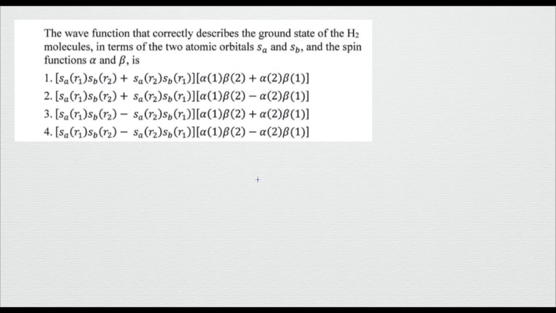Since it is given that SA and SB belong to the two atomic orbitals, these will be the two atomic orbitals. Here they are talking about the ground state of the molecule. Ground state means when these two atomic orbitals come together, they are going to form molecular orbitals, right?